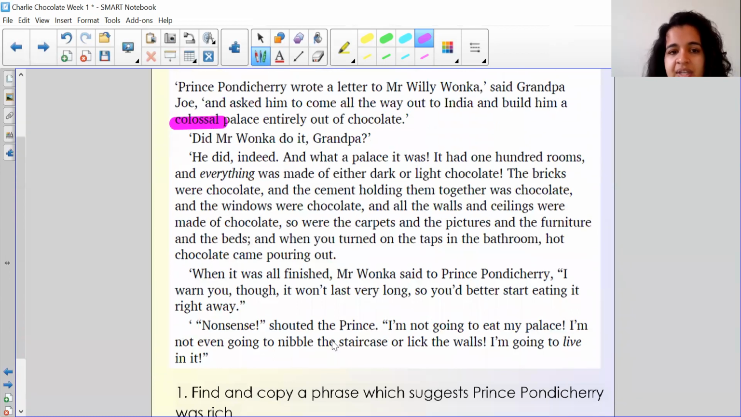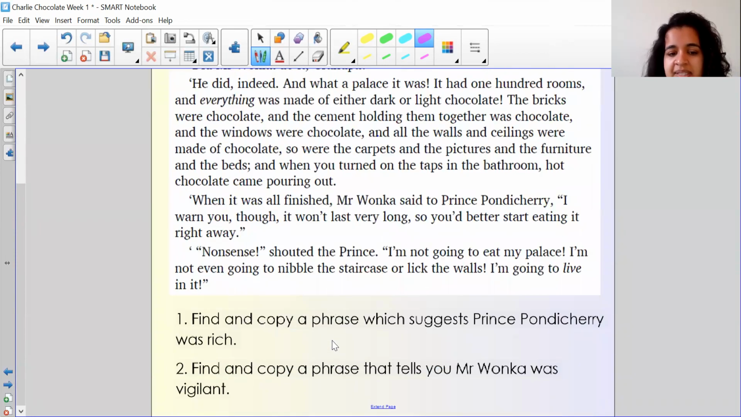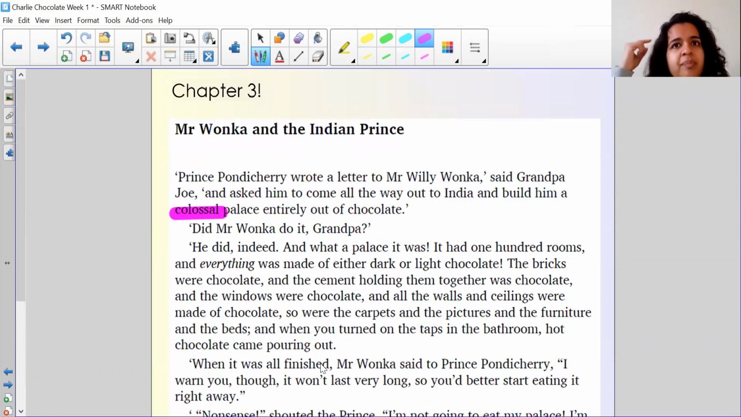Okay, so here are the two inference questions that will be part of your assignment today. Okay, find and copy a phrase which suggests Prince Pondicherry was very rich. Use your background knowledge. Okay, if you were very rich, what would you do? What would you want if you had a lot of money?